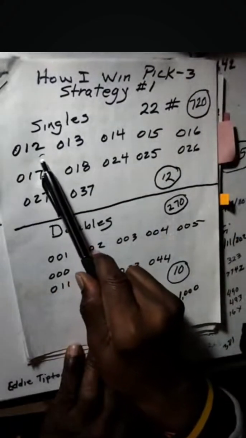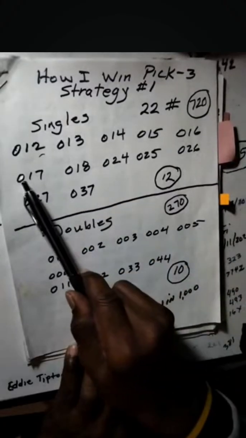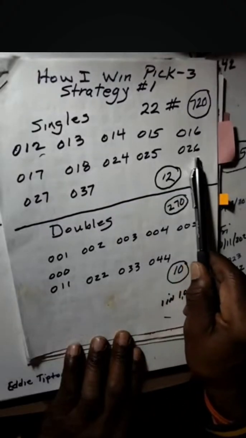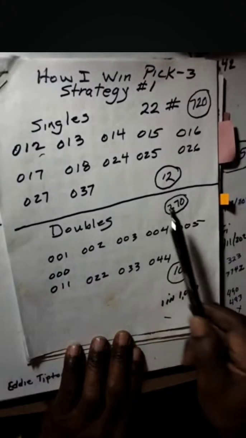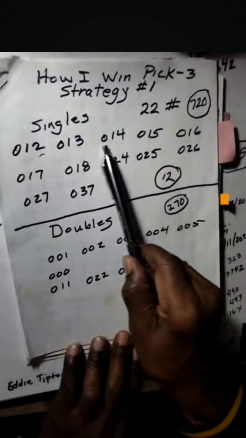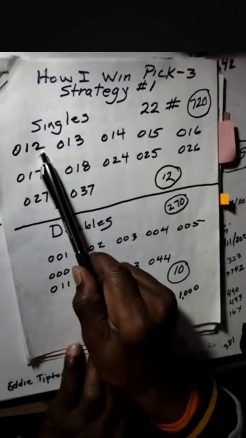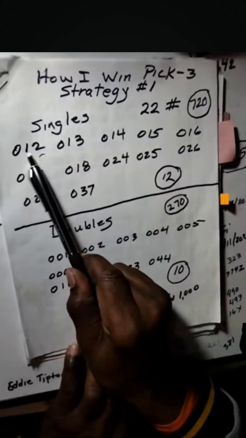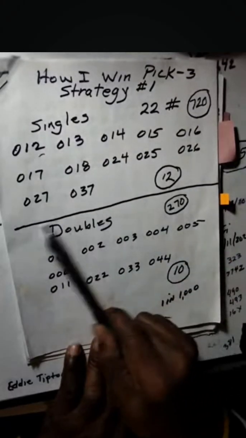There's 012, 013, 014, 015, 016, 017, 018, 024, 025, 026, 027, 037. These are the singles. These singles can come 6 different ways. If you're familiar with pick 3, any of these numbers, a single can come 6 different ways. Like this 012 can come 021. It can come 102. It can come 120. It can come 201. It can come 210.